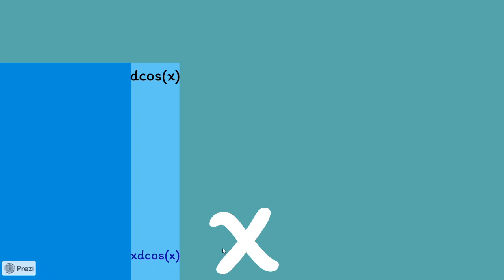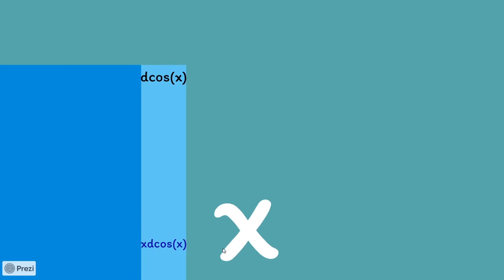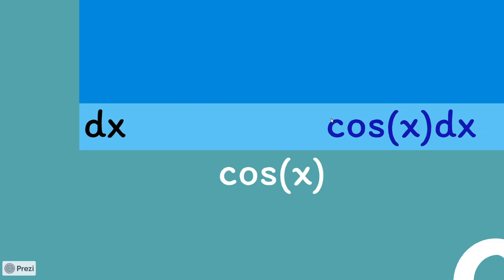Now what about the rectangle down here? Not the smallest one, this kind of small rectangle. The value that we added to x is dx, and this length is cos of x, our original length. So the area of this rectangle is cos x into dx.